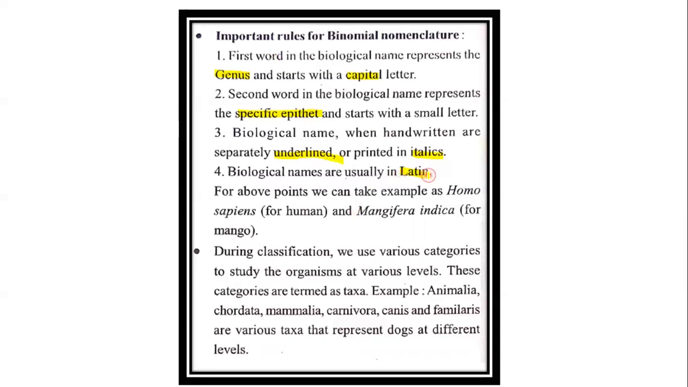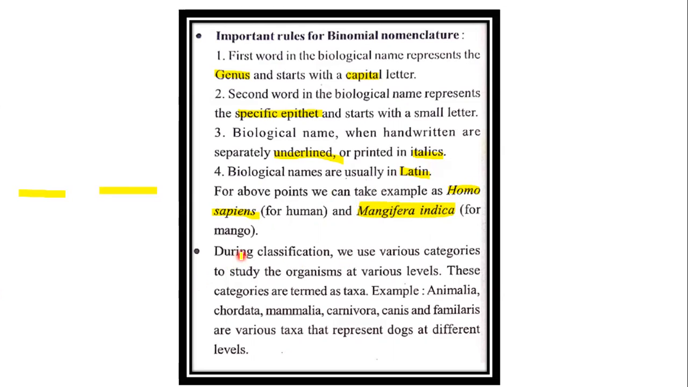Biological names are usually Latin, or Latinized. For example, in the case of humans, the scientific name is Homo sapiens. When printed it is in italics, and when handwritten it should be underlined separately. Clear with that? In the case of mango, it is Mangifera indica.